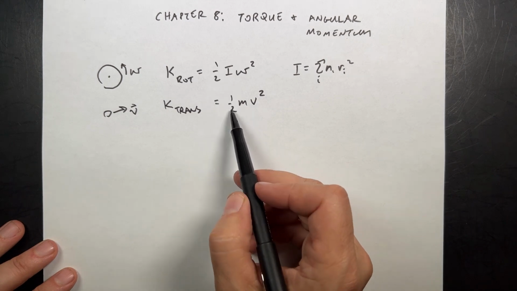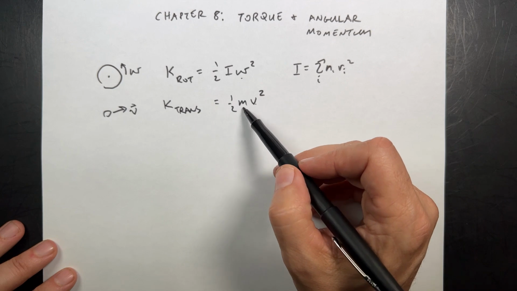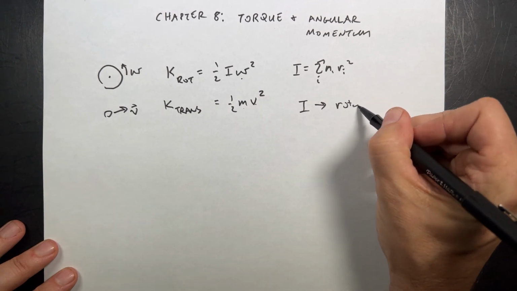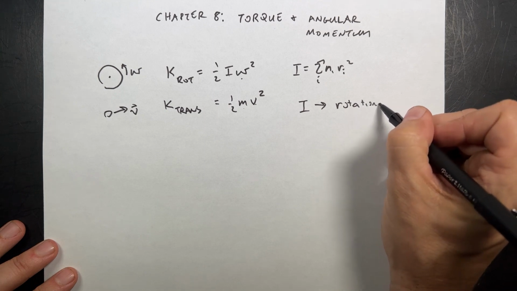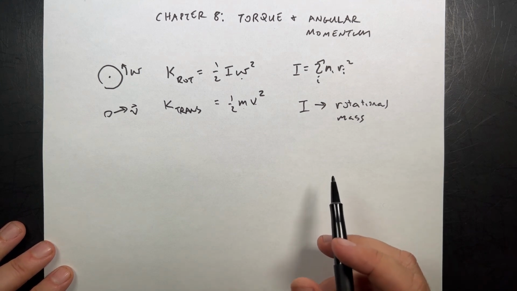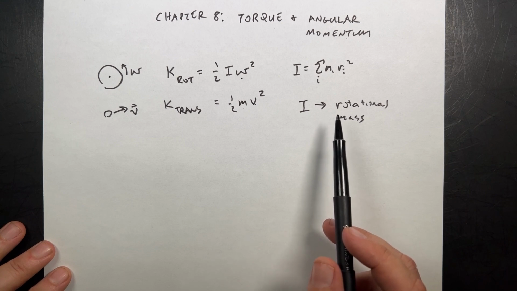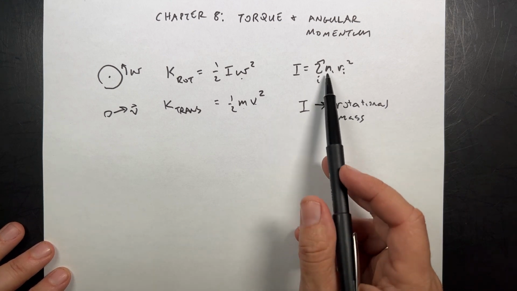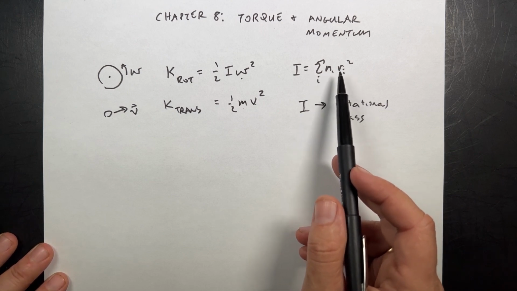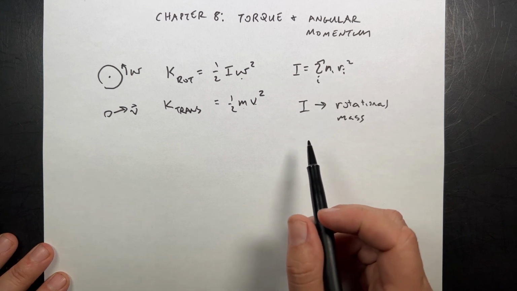Well, so we have 1/2, we have 1/2. We have angular velocity, we have velocity. And then we have I, and then we have m. So I is like the rotational mass. Does that make sense? We're going to get into that in more detail later. But it's essentially a measure of an object's mass and how it's distributed, right? Because I can have two objects with the same mass, but if the positions of those masses are different, then it's going to have a different moment of inertia.